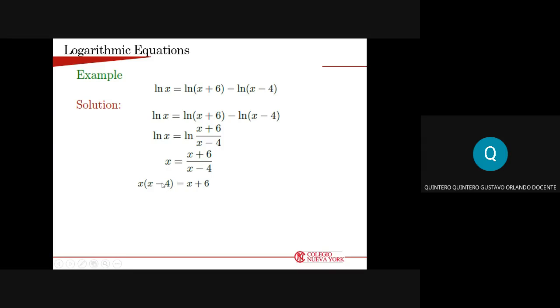Now, I no longer have a fractionary. Sure, I have a multiplication here, and I also have x's there. But I can do this multiplication. This multiplication is pretty easy to do. Just do x times x and then x times -4, like that.